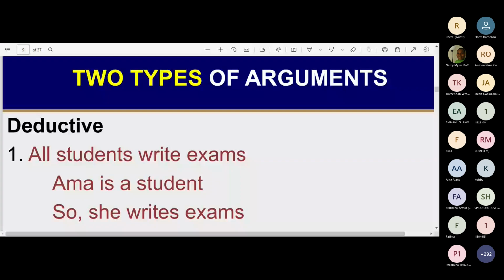All students write exams. My lady, you answer shortly. Am I a student? Look at those two premises. If we were to take these two premises to be true, will it necessarily, immediately, by force require of us to also accept the conclusion? And why? Please go ahead.